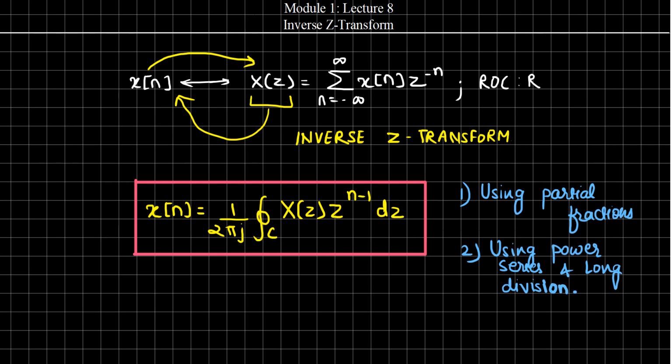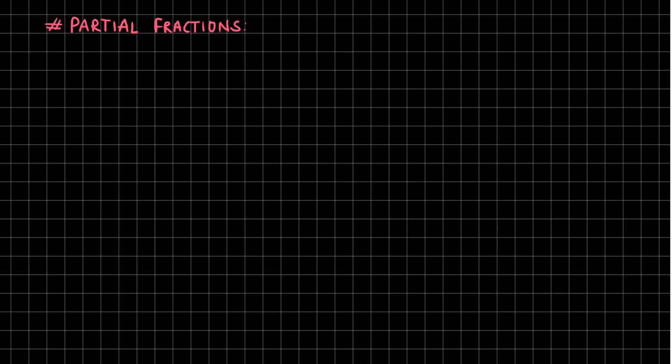Let's start with partial fractions method. In partial fractions, the Z transform equation x of z is decomposed into its partial fractions components. And the inverse Z of each such component is found by mere observation. And for this we require the knowledge of some basic time domain Z transform pairs which we had already seen in previous lectures.